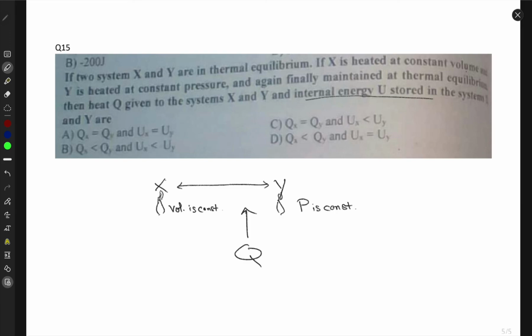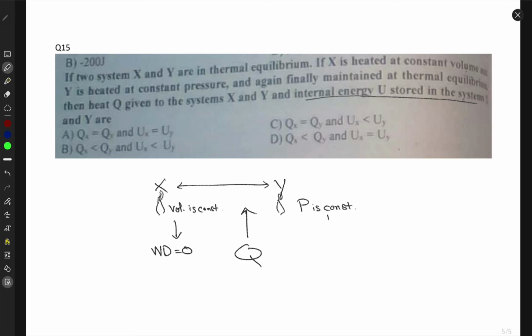And the internal energy stored in the system X and Y is what? So they're asking you what would be the internal energy that is stored as a result of all of this in this system of X and Y. So what happens at a constant volume? When volume is constant, we know work done will be zero because there is no change in volume, right? So there is no work being done.